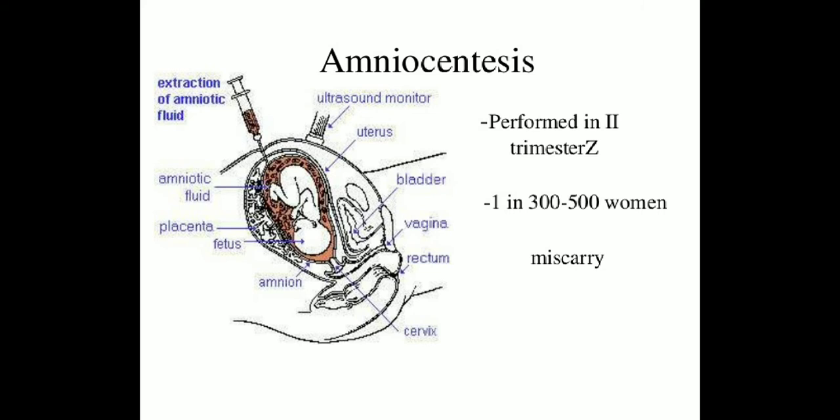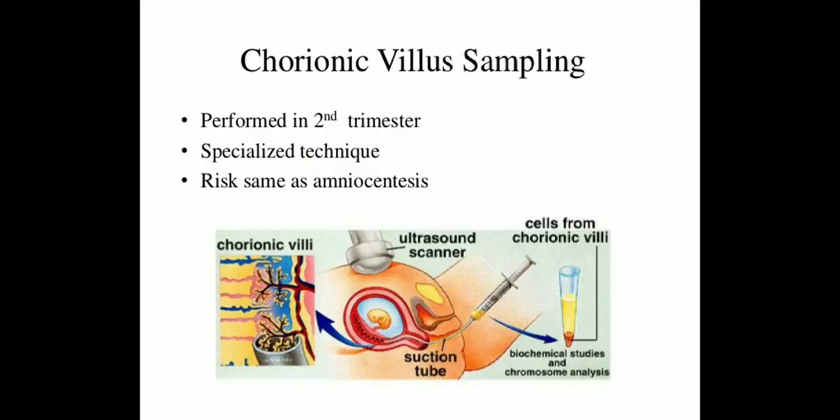That means either in the 4th month, 5th month, or 6th month of pregnancy, and it is done in one in 300 to 500 pregnant women. So there is a chance of miscarriage in amniocentesis. Here they insert a needle into the amniotic sac, where the baby is present, and then extract the amniotic fluid for investigation or evaluation.